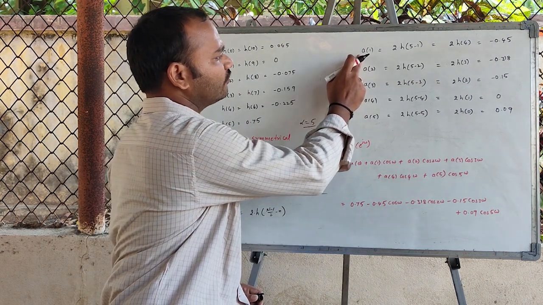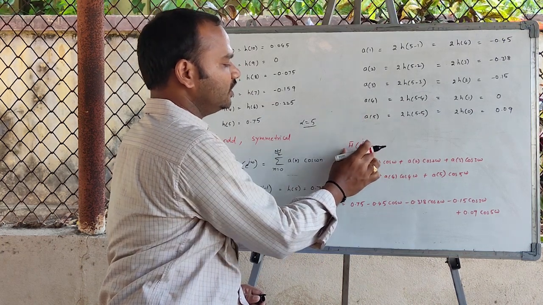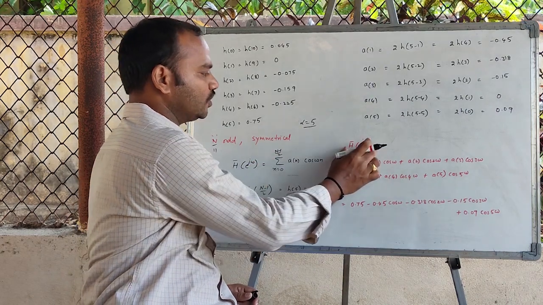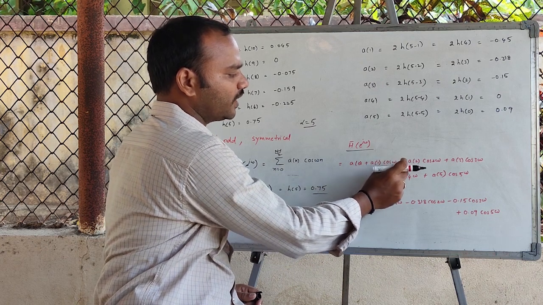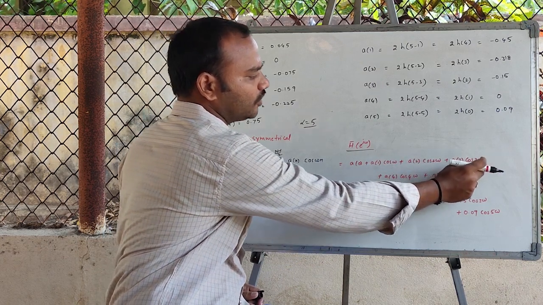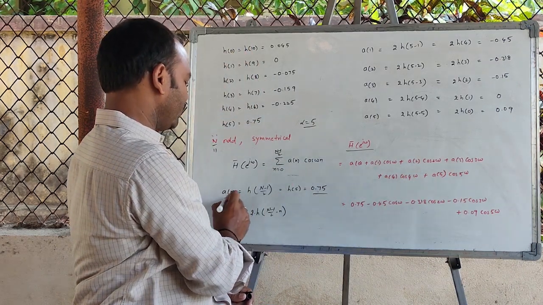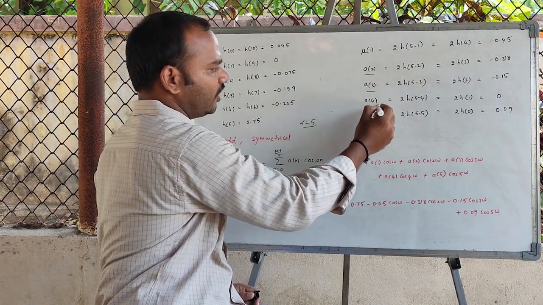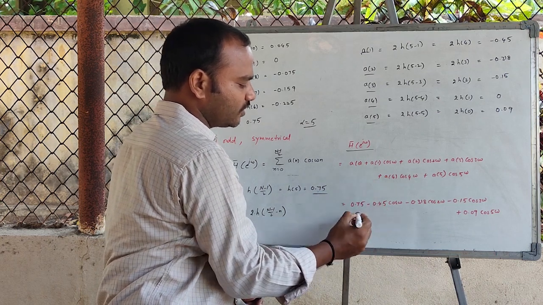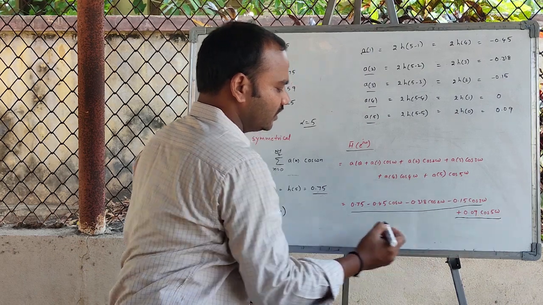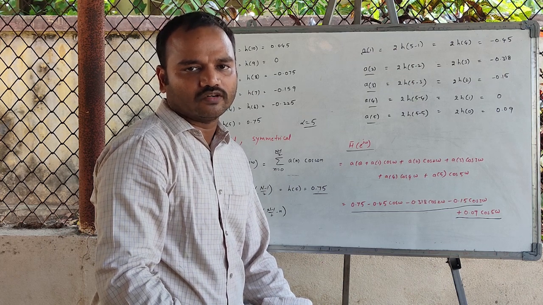We can find the values of a of 1, a of 2, a of 3, a of 4 and a of 5. After getting these values, the zero phase frequency response h bar of e power j omega is equal to, expand this equation, a of 0 plus a of 1 times cos of omega plus a of 2 cos 2 omega plus a of 3 cos 3 omega plus a of 4 cos 4 omega plus a of 5 cos 5 omega. Substituting the values of a of 0, a of 1, a of 2, a of 3, a of 4 and a of 5 in this equation, you are going to get the zero phase frequency response as this particular equation. This completes the design of FIR filter using the Fourier series method.